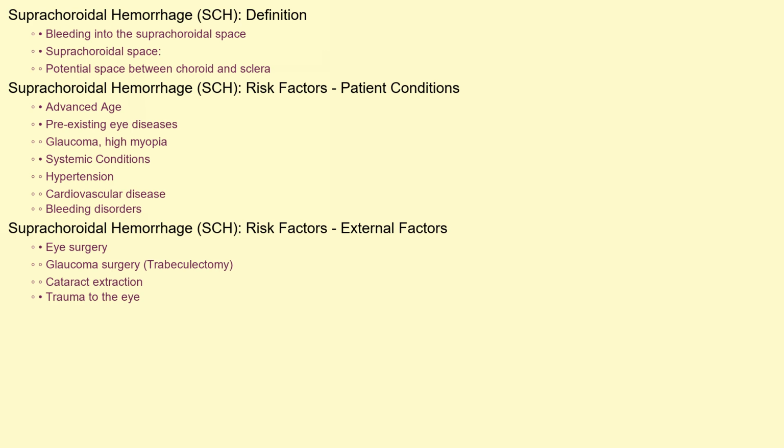There are several risk factors that can increase the likelihood of SCH. These include advanced age, pre-existing glaucoma or other eye diseases, myopia or nearsightedness, and systemic conditions like hypertension, cardiovascular disease, and bleeding disorders. Eye surgery, particularly glaucoma surgery like trabeculectomy and cataract extraction, is a significant risk factor. Trauma to the eye can also precipitate a suprachoroidal hemorrhage.